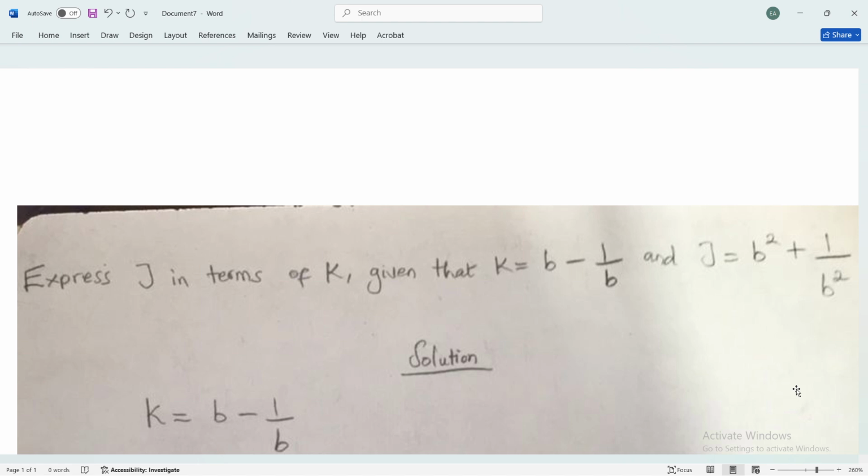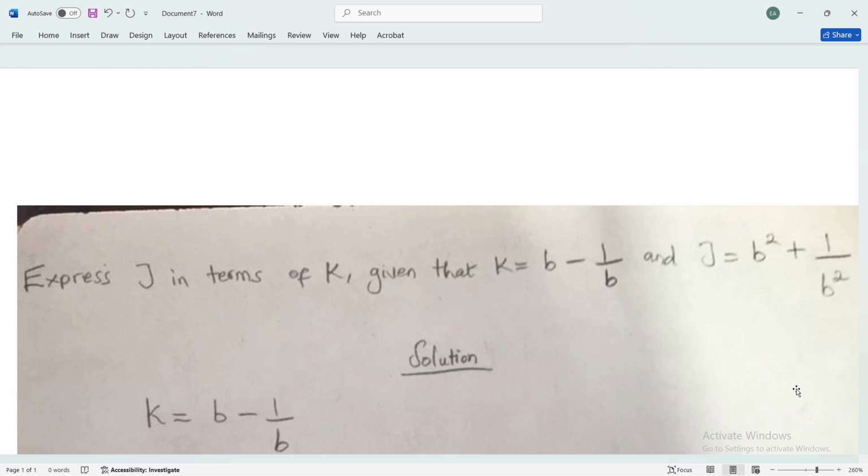In today's series, we would be solving a practical question in mathematics: change of subject. So let's quickly delve into the question for the day. Express J in terms of K, given that K equals B minus the fraction 1 over B and J equals B squared plus the fraction 1 over B squared.